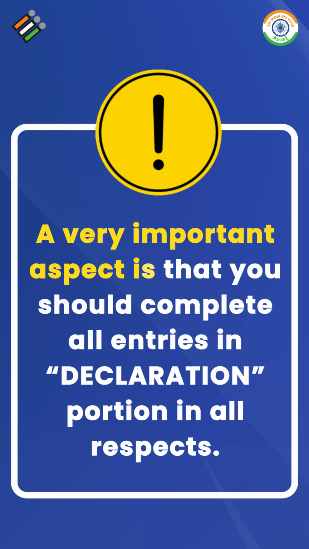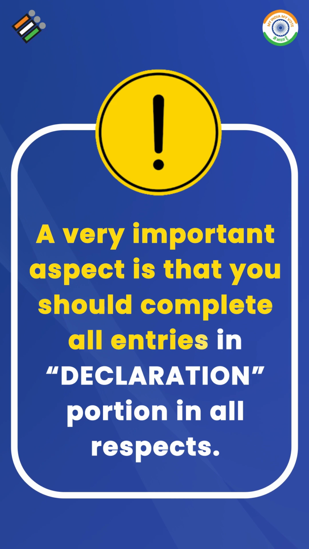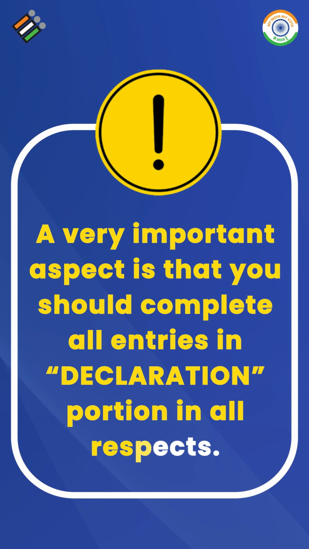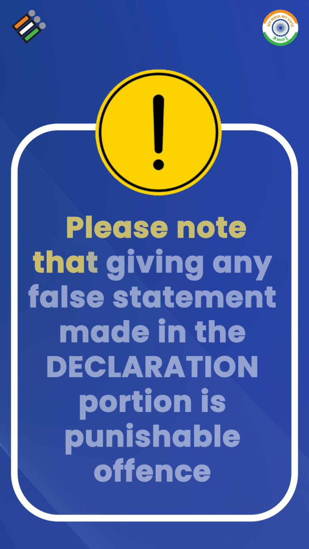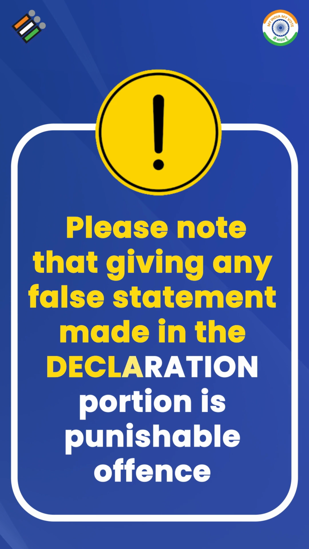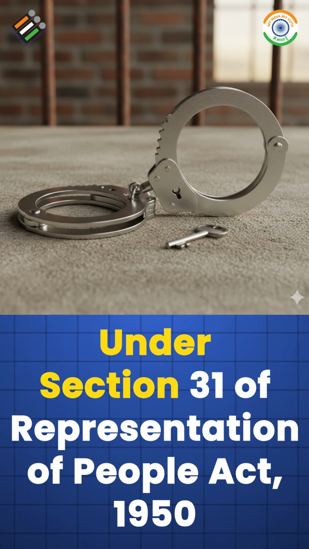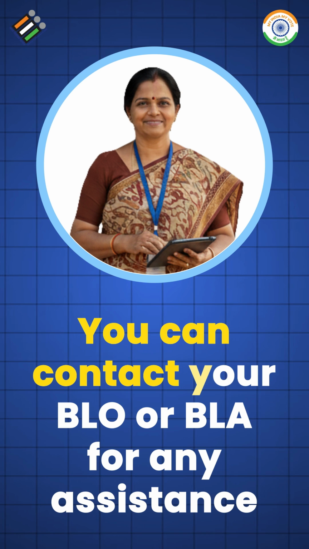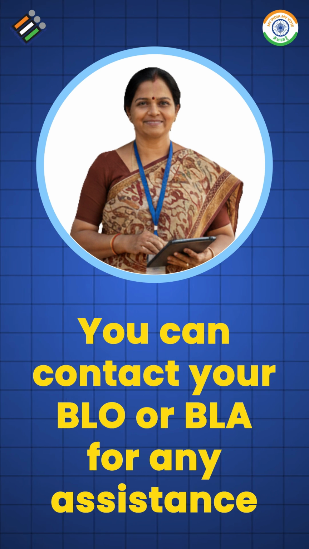A very important aspect is that you should complete all entries in declaration portion in all respects. Please note that giving any false statement made in the declaration portion is punishable offence under Section 31 of Representation of People Act 1950. You can contact your BLO or BLA for any assistance.